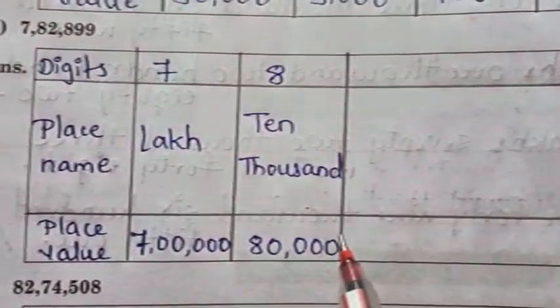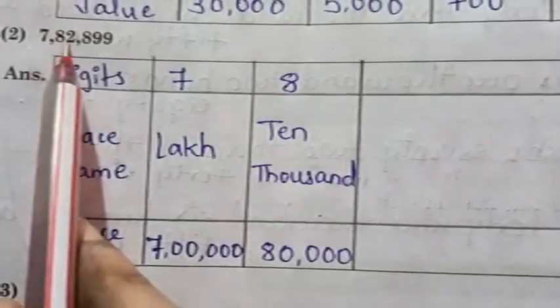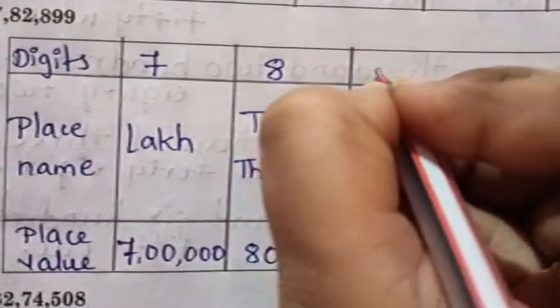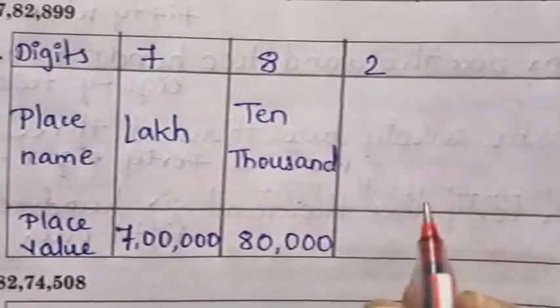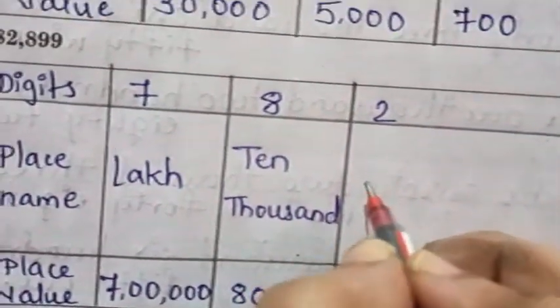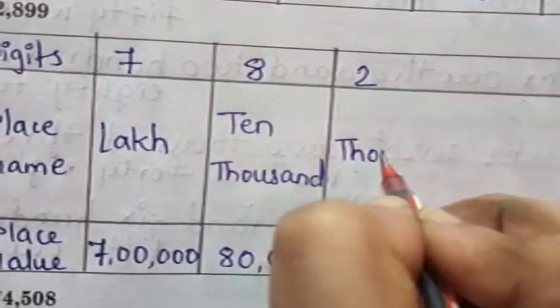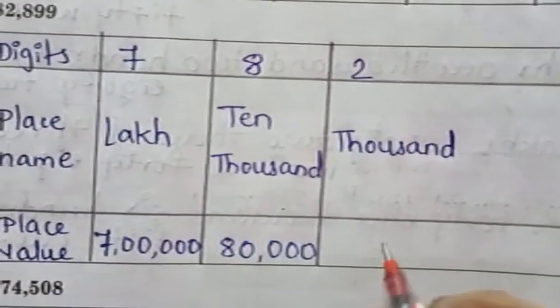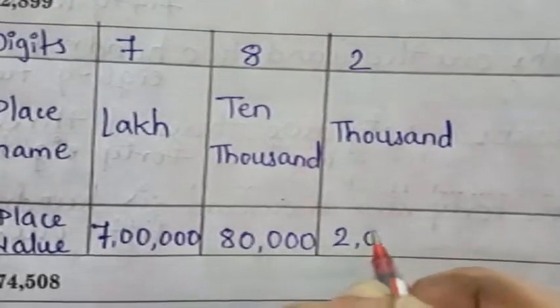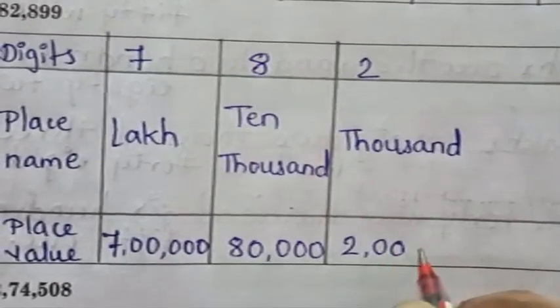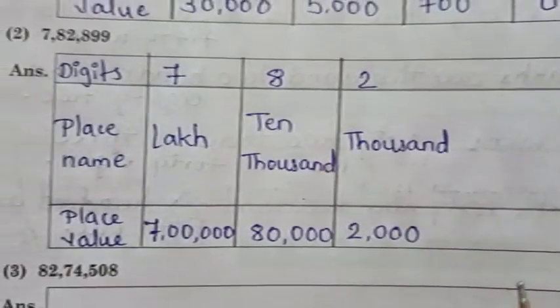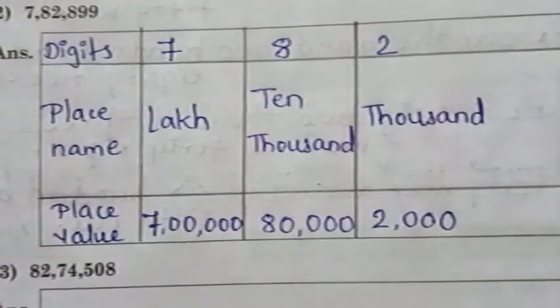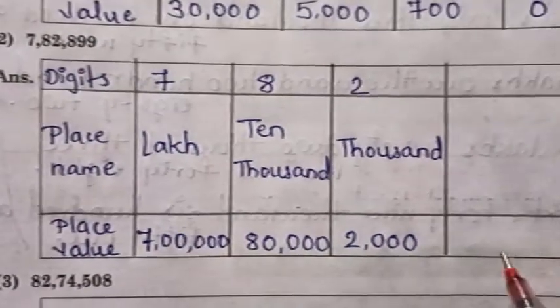Then here again you will draw the line. The next number is 2 and here you will write 2. 2 is at which place? Thousands place. You will write the spelling of 1000. And its value is 2, hundreds place 0, tens place 0 and units place 0. Is that clear? Then you will draw this line.